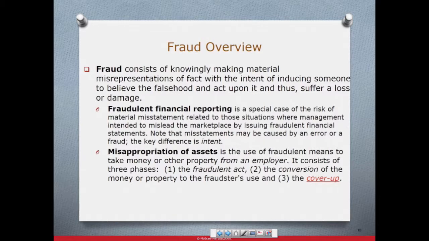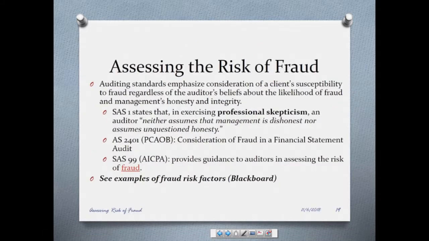Know the difference between fraudulent financial reporting and misappropriation of assets, and what the auditor's responsibilities are for assessing the risk of fraud. The PCAOB standard is AS 2401, and the AICPA standard is SAS 99. So you really should just focus on 2401, but actually for SAS 99, there's a SAS 99 refresher kit or something that I posted that lays it out really nicely.